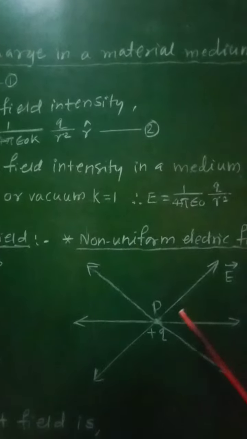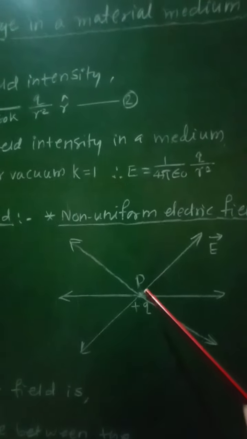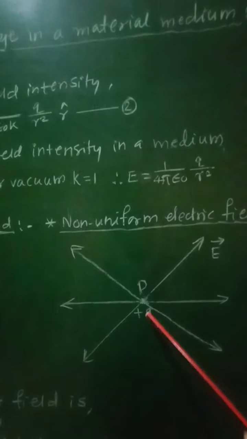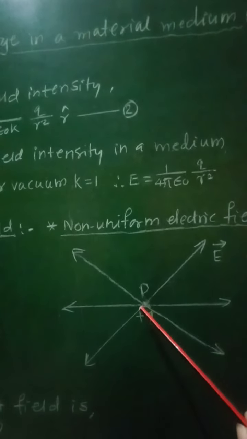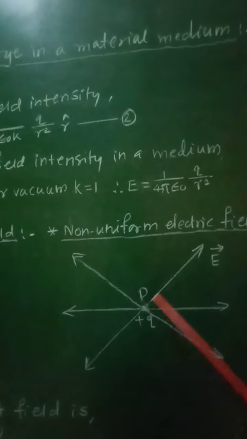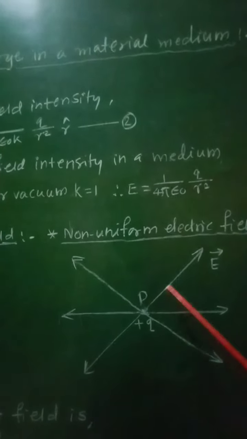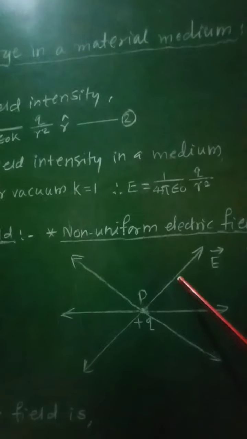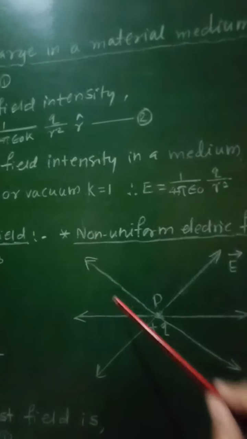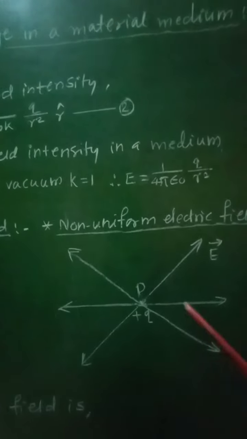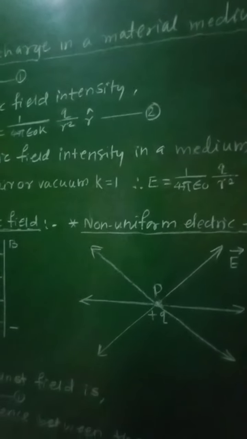So it will be different at all the points, and therefore for example the electric field due to a point charge Q placed at point P will be directed in all possible directions around this charge Q, and therefore though its magnitude is the same at each and every point, its direction is different at all the points, and therefore this electric field will represent non-uniform electric field.